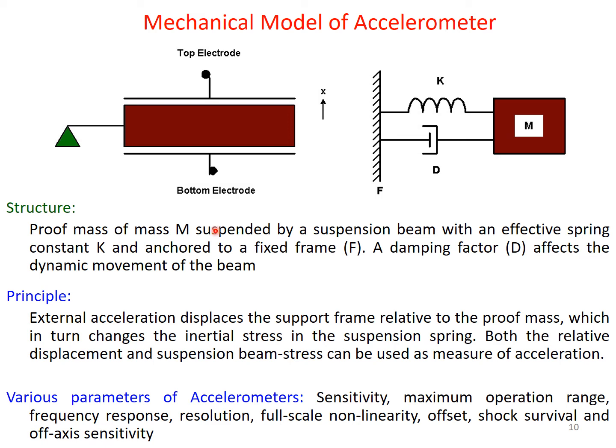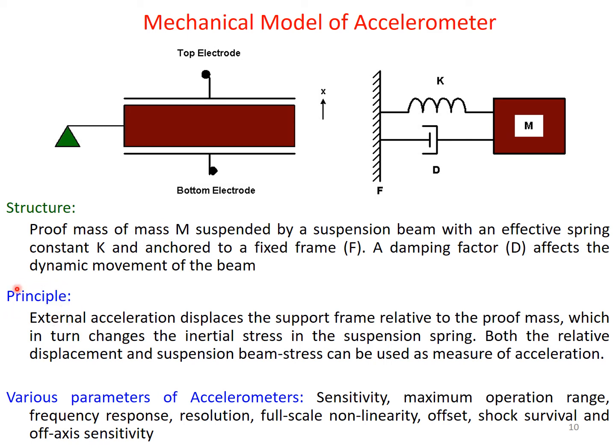Now if we look at the structure, basically the proof mass of mass A is suspended by a suspension beam. Suspension beam means this one, which has the effective spring constant K, and this is anchored to this particular fixed frame F, right? And a damping factor D is also present, which affects the dynamic movement of the beam, right? That can be because of the air friction or some other type of damping, and this will try to prevent the motion, right? So this is the basic structure.